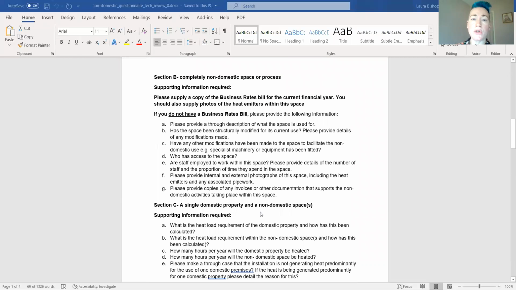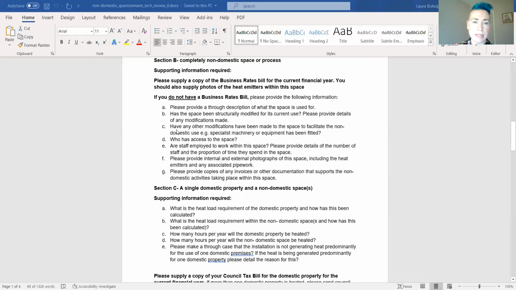Section B is the non-domestic space, and again, this could be a farm, a care home. I've recently done a big wedding venue that didn't have its business rates bills issued because of COVID. You can see here there are questions A to G, which all need to be filled in. Things like describe what the space is used for, has it been structurally modified for its current use, who has access to the space, how many staff work there.